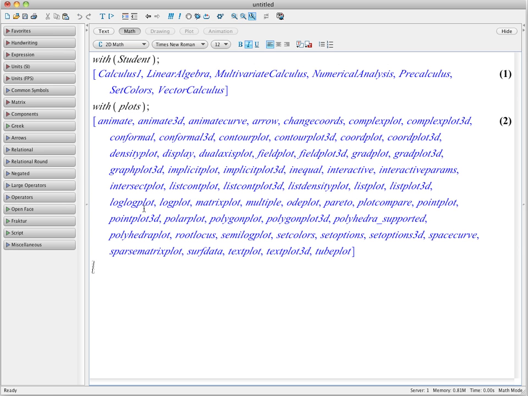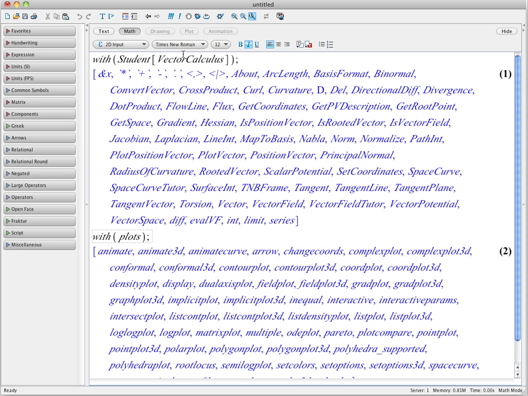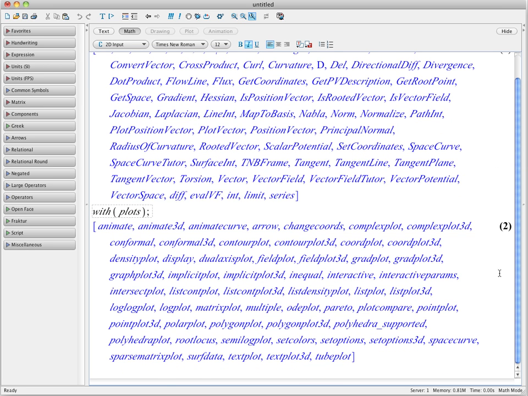And rather than simply with student, I needed with student vector calculus. There. That's going to give me all of the commands that I'm going to need. Okay, so let's see, I've got those. So let's go ahead and start putting this together.